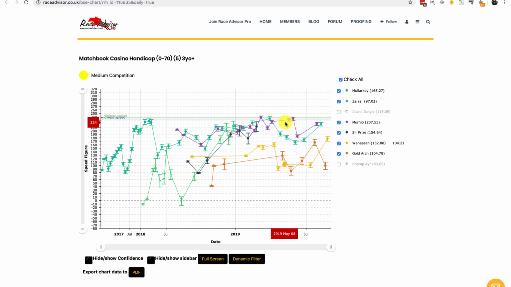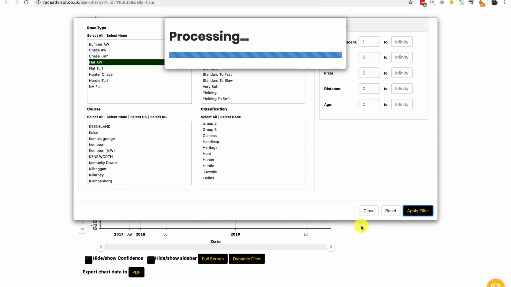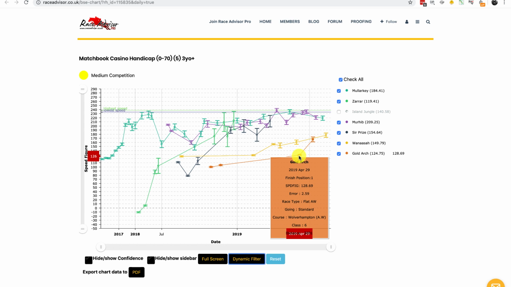So what can we get from this? We've built up a picture over the last few minutes of the horses in this race, and what we're seeing is that overall Wanasa and Gold Arch are bouncing around a bit, but if we just focus on All Weather, then we can see that they are improving, which is good, but their speed figures are still significantly worse than the other horses in the race over that race type, which is a concern.